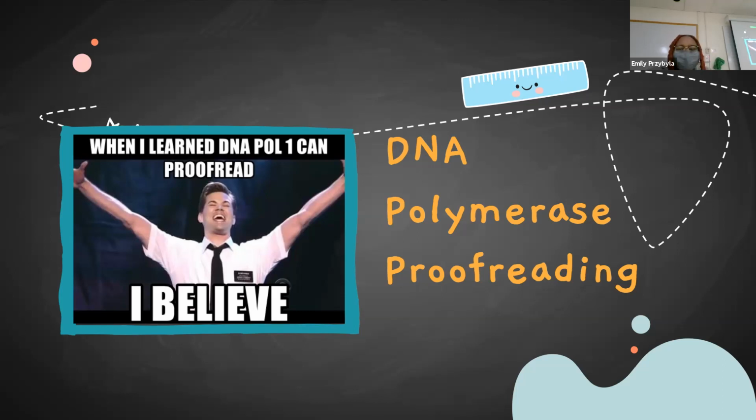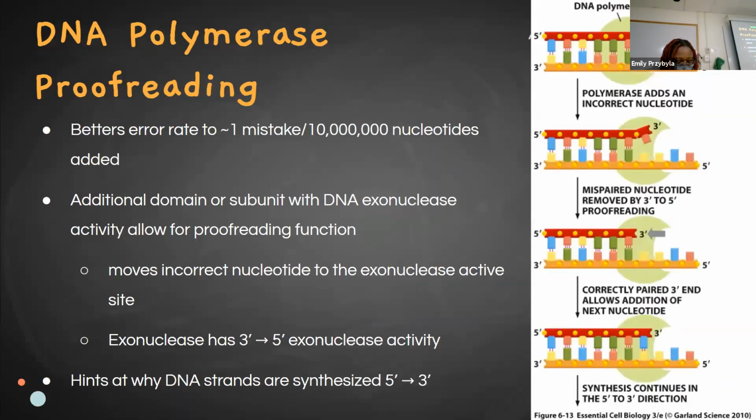Tina. Okay, so we're going to start with DNA polymerase. This picture is actually really helpful. Piece of advice: there are a lot of really great pictures on here. So, DNA polymerase proofreading. Proofreading means that instead of the normal amount of errors that we would make without proofreading, there's only about one mistake in 10 million nucleotides.